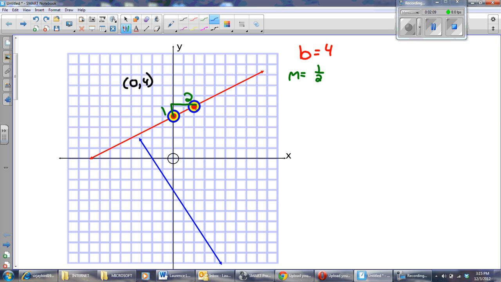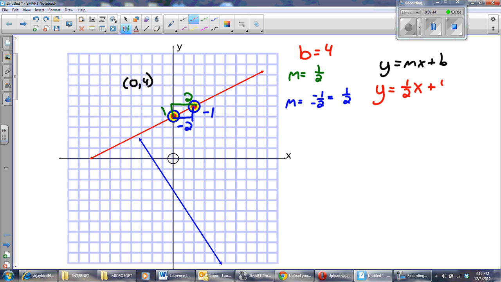Now, by the way, some of you may have counted from this point to that one. You go down 1, so that'd be a -1, and then you go back 2, that'd be a -2. So you'd get a slope of -1/2, -1 over -2, which, by the way, is the same as 1 over 2. The two negatives cancel. So y equals mx plus b. I rewrite that, and I'll do it in red so we know it goes with the red equation. Y equals the slope 1/2 times x plus the y-coordinate of the y-intercept, 4. And there you go. Pretty simple stuff.